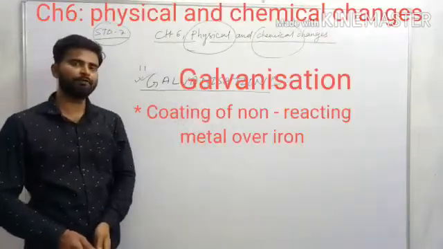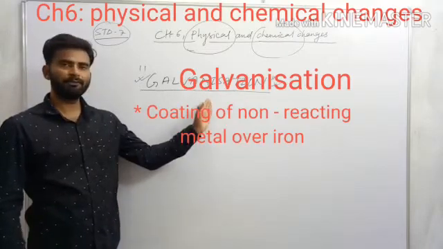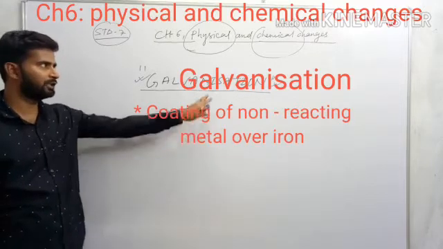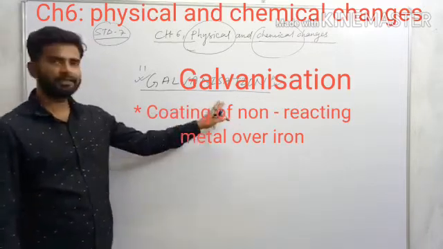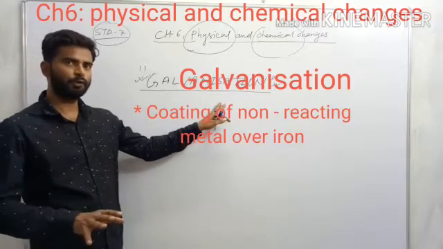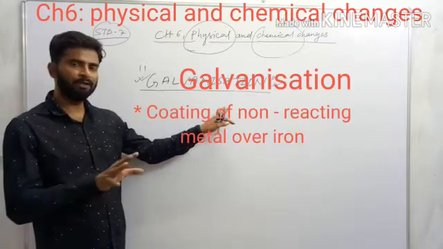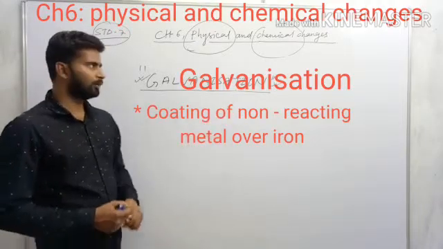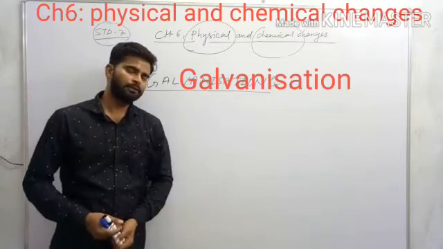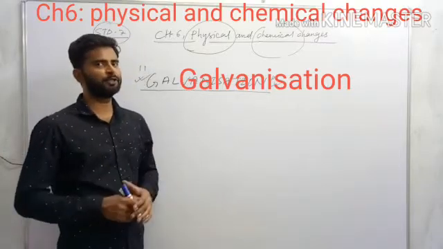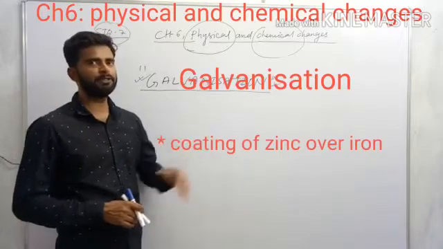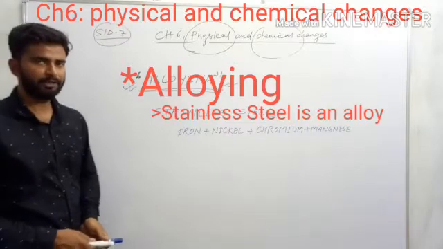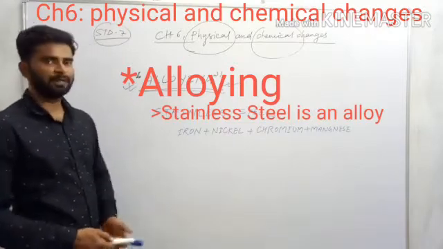We'll see galvanization. Galvanization is the process of preventing iron material from rust. How is it done in this process? A non-reacting coat of an element is deposited on the iron surface. If we deposit zinc, a less reactive element, on the iron metal, that also prevents the iron materials from corrosion and from rust.